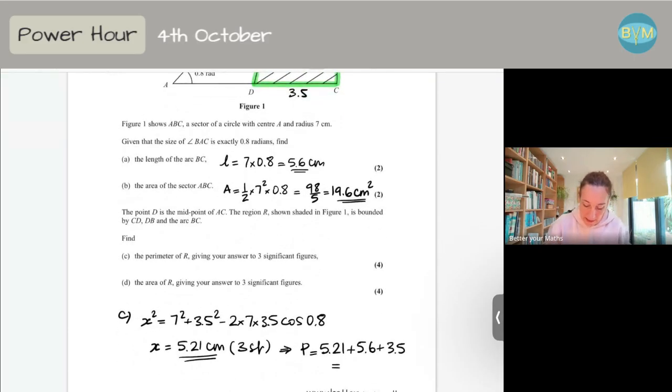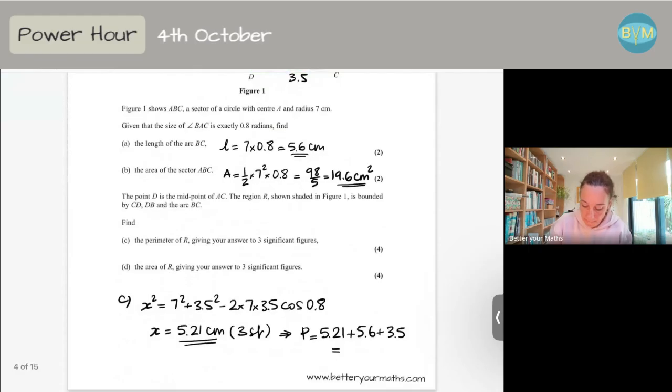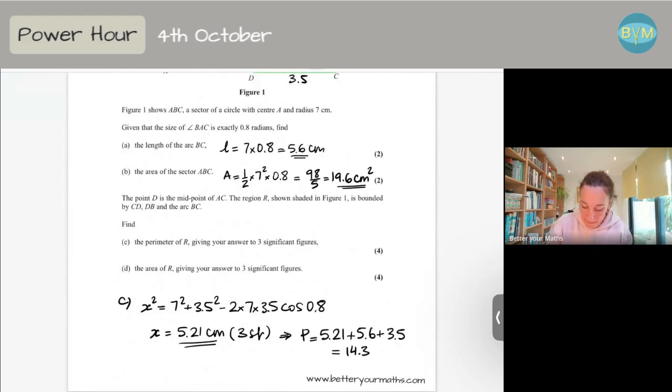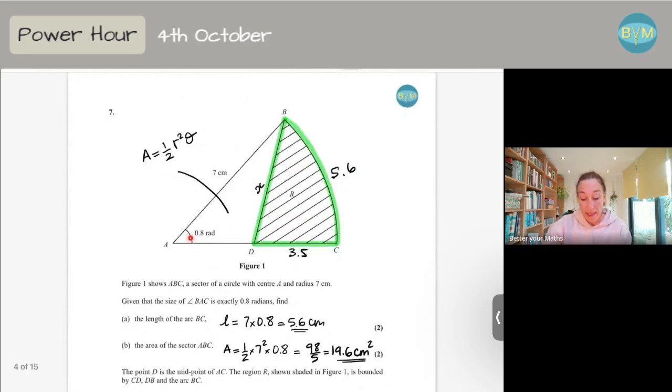And your final answer, again, I'm going to check here, and I give you the answer. So perimeter is 14.3 centimeters to 3 significant figures. That's the perimeter. How am I going to find the area? I have the area of the sector. Remember, we found it here. And I'm going to subtract this triangle. How am I going to find this triangle area?